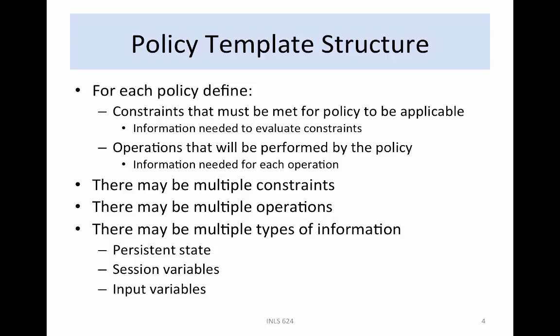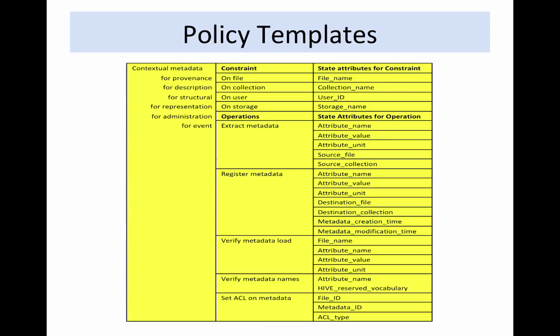For the lifetime library, the information that is used in a policy comes from the persistent state information stored in the metadata catalog, from session variables that track who is accessing the system, and from input variables provided with the policy. A policy template is shown here. The template uses the extraction of contextual metadata as an example task area.